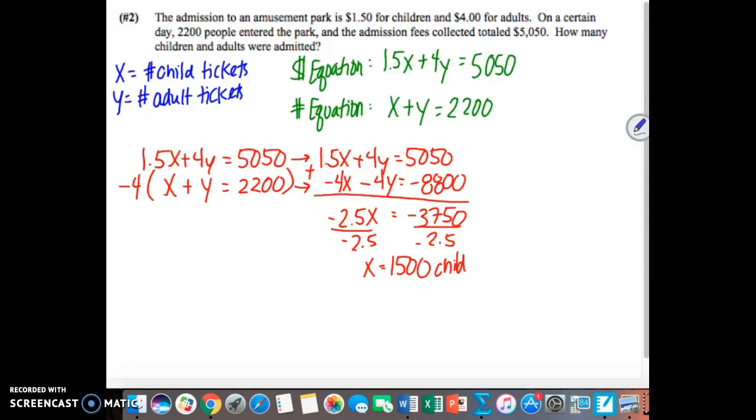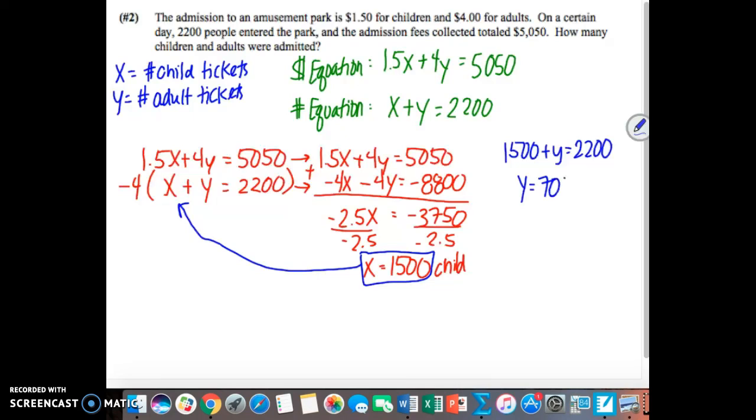So now to solve for the number of adults, we can just take the x equals 1,500 child tickets and plug it into one of our equations. I think it's easiest to plug into x plus y equals 2,200. So then we have 1,500 plus y equals 2,200. Subtracting off 1,500, we are left with y equals 700 adults.